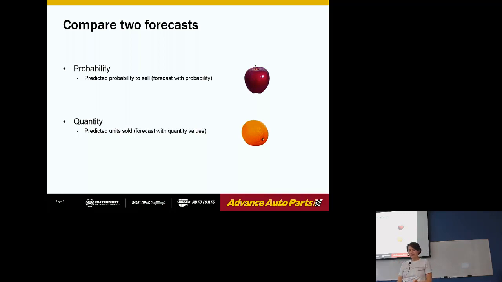And in replacing that, we also decided that we would like to replace what that forecast is predicting. So the old forecast was predicting probability to sell, and the new forecast is predicting quantity, how many items will be sold. And I will talk about why we decided to do that. But as you can imagine, when you're replacing one forecast with another, you would like to prove that your new forecast is better, or at least not worse than your old forecast.